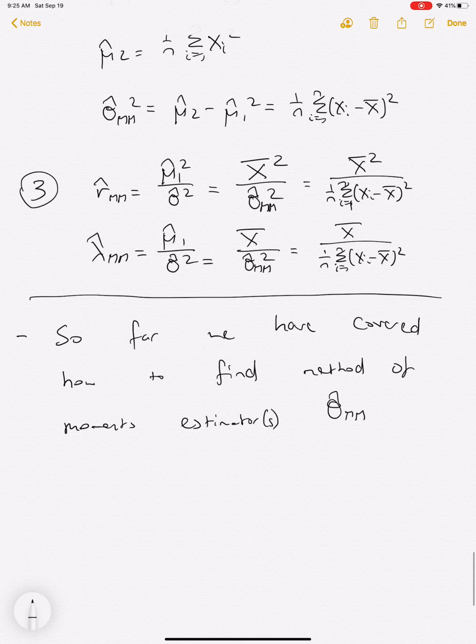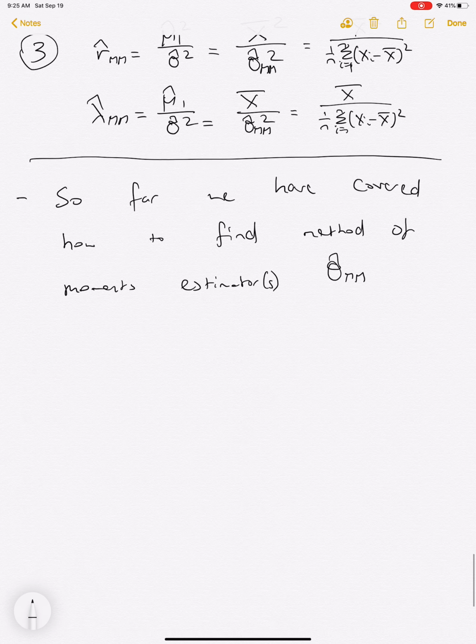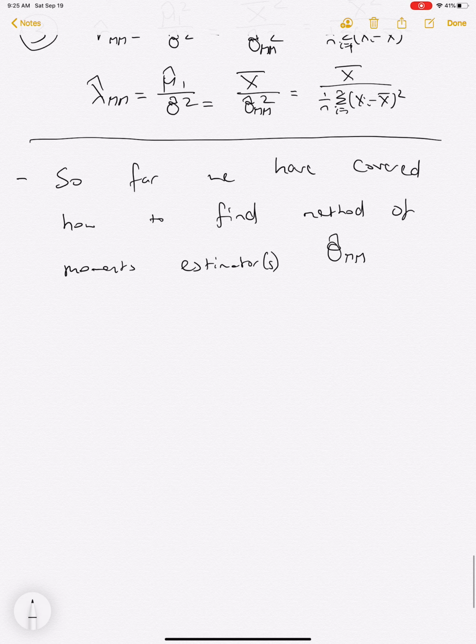So far we've really focused on the question of how to find that theta hat, and as I mentioned, it basically involves first calculating the moments, which is an integration, and then inverting the expression to find the theta in terms of the moments, and then just using the data. So this is what we've looked at so far.